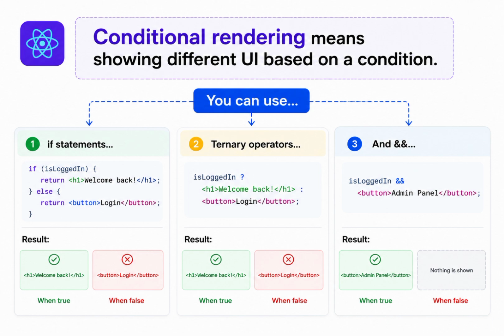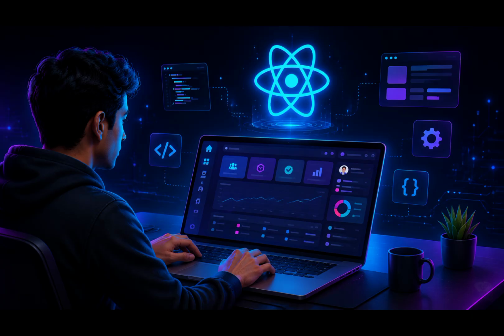Here is a quick revision. So remember, conditional rendering means showing different UI based on a condition. You can use if statements, ternary operators, and double ampersand. These are all ways to decide what React should display, and this is something you will use all the time when building React applications. So that's conditional rendering in React.